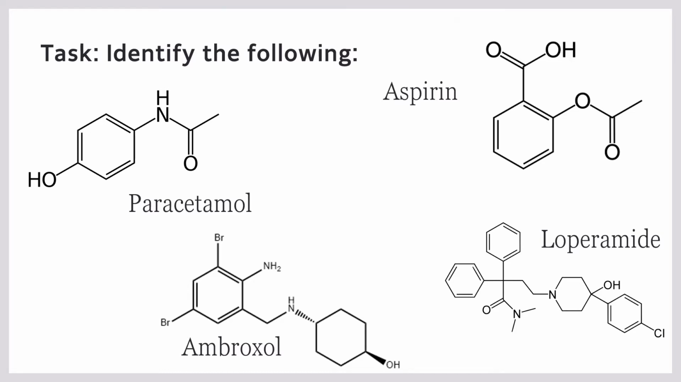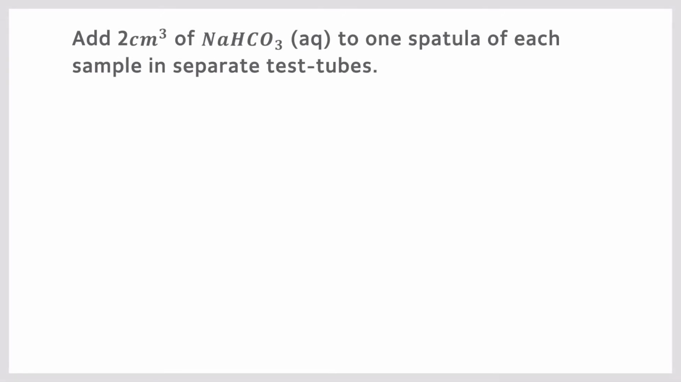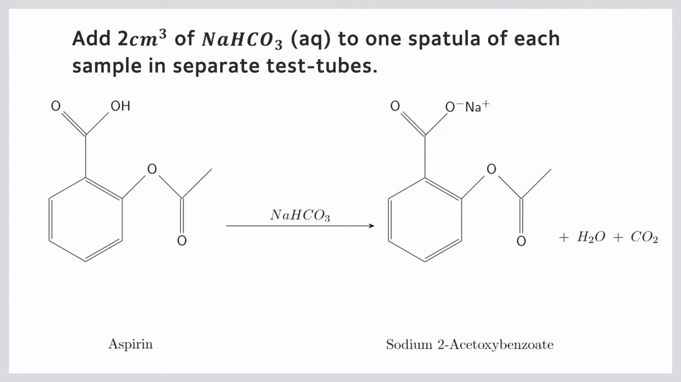So starting off, we did our first test on acid-base neutralization, in which we basically added 2 cm cube of aqueous sodium bicarbonate to one spatula of each sample in separate test tubes. So ideally, the reaction that should be formed is that of aspirin, which, as you may notice, has a carboxylic acid group, which can actually react with the sodium bicarbonate to produce sodium 2-acetoxybenzoate, which is this molecule right here, and it will also eliminate CO2, which is pretty much what will be observed in the form of effervescence.